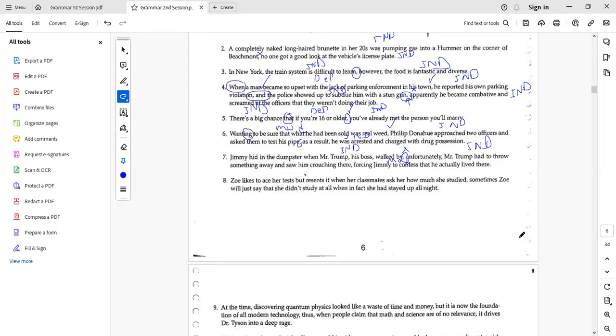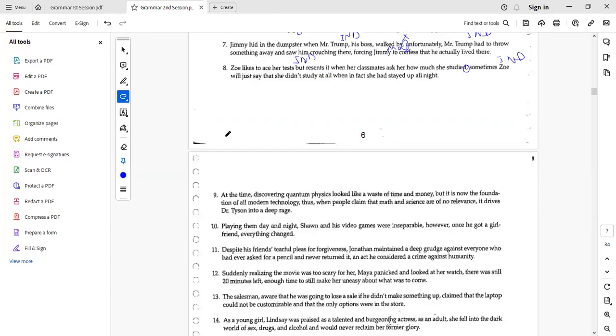She said after studied here. Okay, let's find. Zoo likes to ace her test, but resents it when the classmate asks her how much she studied. So all of this is independent. Sometimes Zoo will just say that she hadn't, also independent. Between them, comma, only is wrong. Perfect. Hala, number 9.